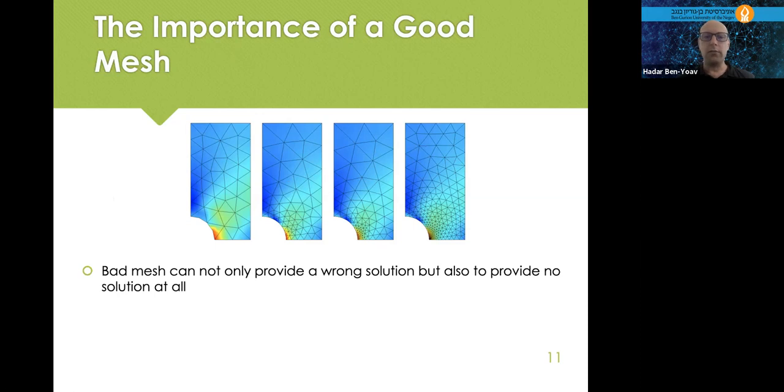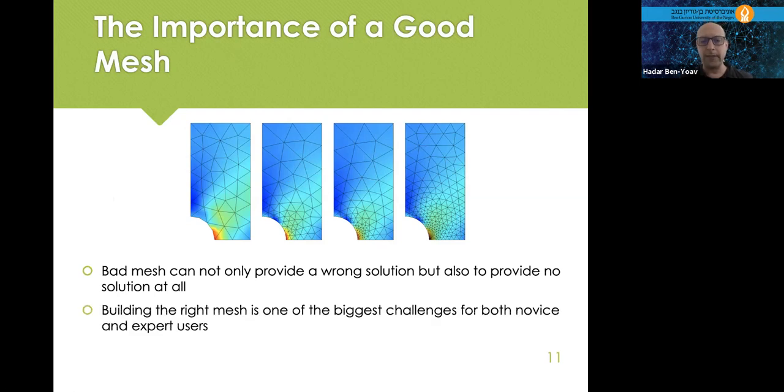So a bad mesh can not only provide the wrong solution, but also can provide no solution at all, because of the calculations. And I saw a lot of simulations, and there's a whole theory on that, on using a good mesh, and papers on how to overcome those kinds of challenges. Any questions on the mesh? Okay.